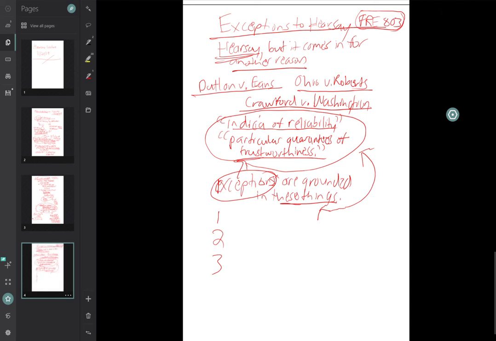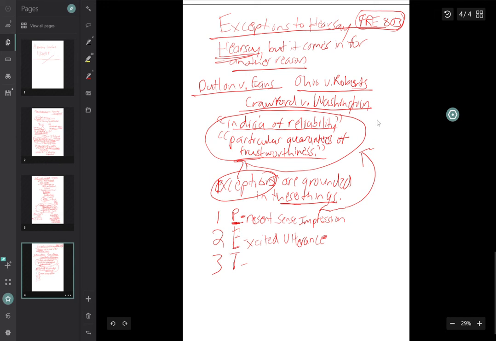How can you remember it? Very simply. When you go to the hospital, sometimes you need a PET scan. So, PET scan. What do you mean? How's that relevant, Bishop? Well, let me explain it to you. What does the P in PET stand for? It stands for present sense impression. What's the E stand for? An excited utterance. This is y'all's favorite for some reason. The T stands for a then existing mental state.